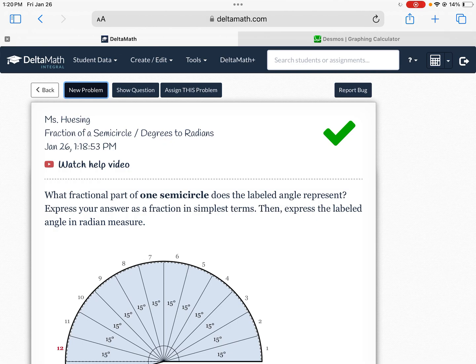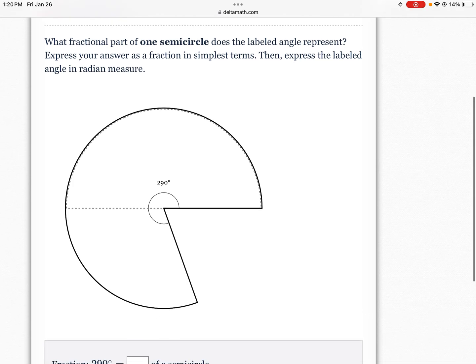All right, so you're going to be working on those, and you'll see it's always in terms of a semicircle, so comparing it to 180.